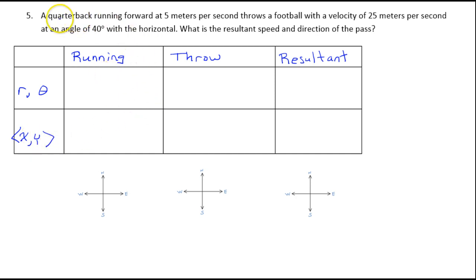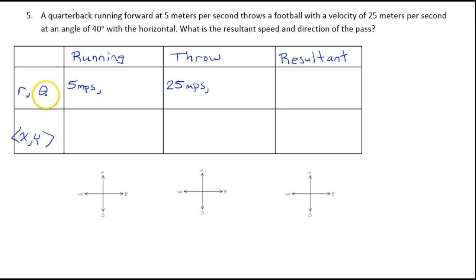So as far as the running, the quarterback is running forward at 5 meters per second. So that 5 meters per second is the magnitude. So I'm just going to put MPS for meters per second. And he throws the ball with a velocity of 25 meters per second. So there's your magnitude right there. The magnitude of the velocity of the throw is 25 meters per second.